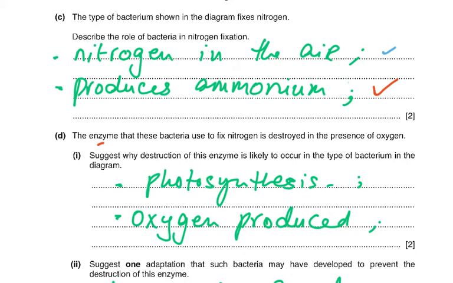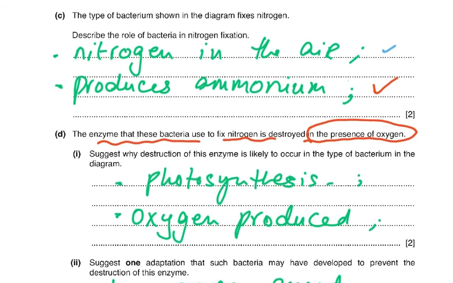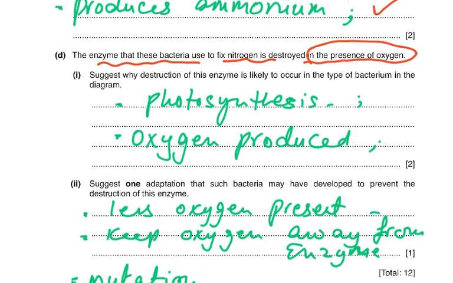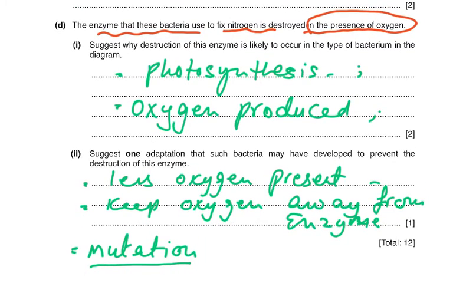The enzyme that these bacteria use to fix nitrogen is destroyed in the presence of oxygen. Suggest why destruction of this enzyme is likely to occur in the type of bacterium in the diagram. Naturally, this bacteria photosynthesizes, so it produces oxygen. So photosynthesis produces oxygen, and that, of course, was the reason why this enzyme would be destroyed.